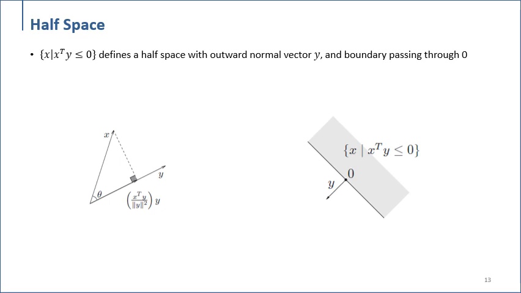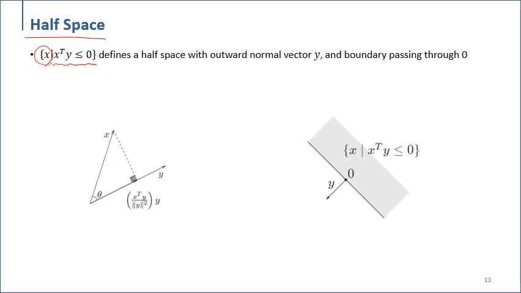Yes, so based on this formulation, let's first define a half space. A half space can be interpreted as a collection of x vectors that satisfy the following conditions. And this concept becomes important later on when we learn the concept of classification. So you should keep in mind the concept of half space.